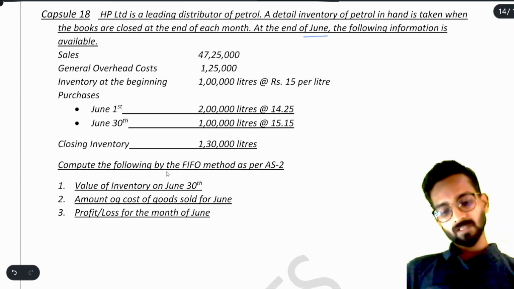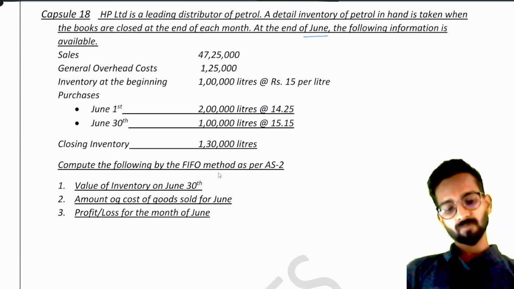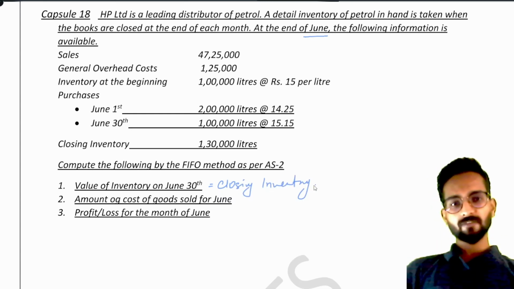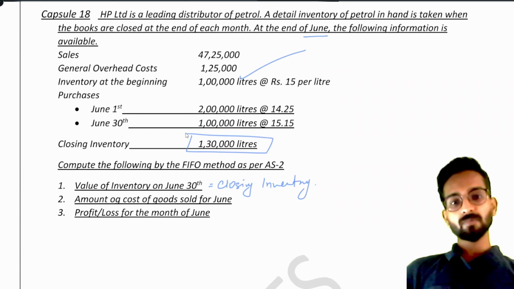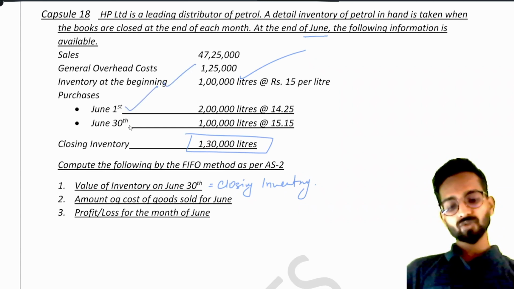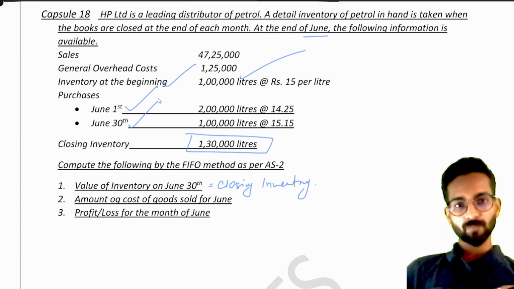Now they are asking us compute the following by the FIFO method as per AS2. First is value of inventory on June 30. On June 30 it means what they are asking? They are asking us closing inventory. Now understand one thing. When we are following FIFO method, first we will be selling the opening, correct? So if they want to ask the value of inventory on June 30, it is given that on June 30 we have 1,30,000 liters. So 1,30,000 liters are coming from which part? Opening, 1st June or 30th June. Now you tell me, take a pause and tell me that closing inventory will come from where? Last 1,30,000 will come from where?